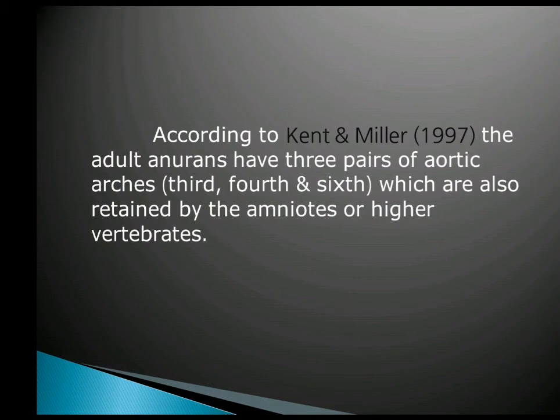Now students, if we go further, now this is a very, very important line that I have taken, that according to Kent and Miller, the adult anurans, they have 3 pairs of aortic arches, which are the third, fourth, and sixth, which are also retained by the amniotes of the higher vertebrates. So that means that these 3 arches, these are retained by the higher animals also. These are going up to the mammals.